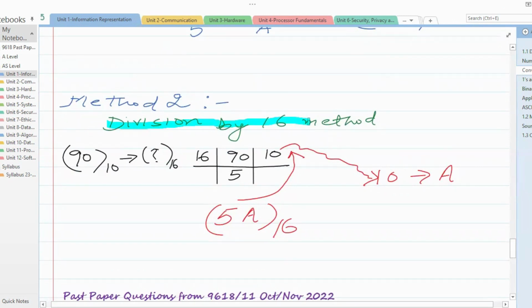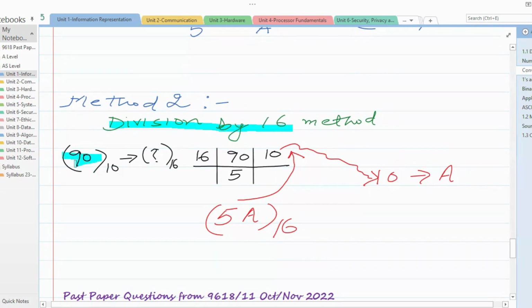Here we'll use the division by 16 method. Whenever you have to convert a number from denary into some other base, simply divide by the base into which you are converting. So if you're converting from denary to binary, you'll divide by 2. If you're converting from denary to hexa, you'll divide by 16. So here we are converting to hexadecimal, so we'll divide by 16.